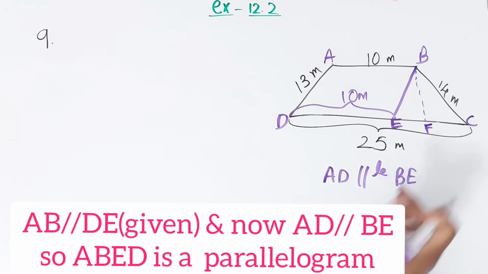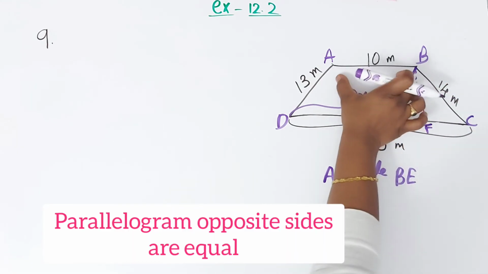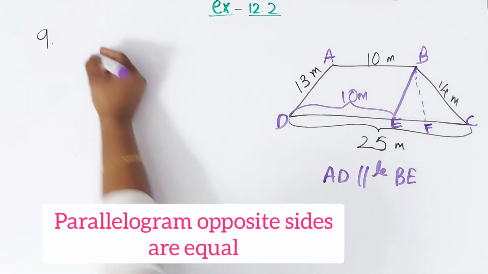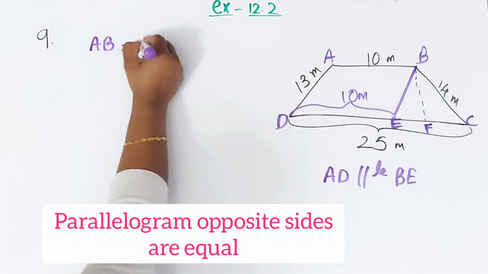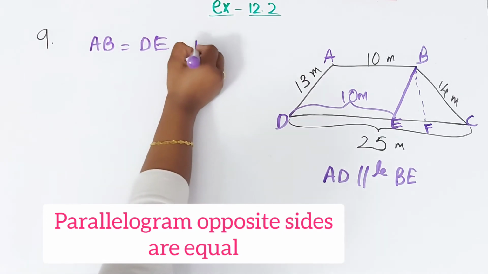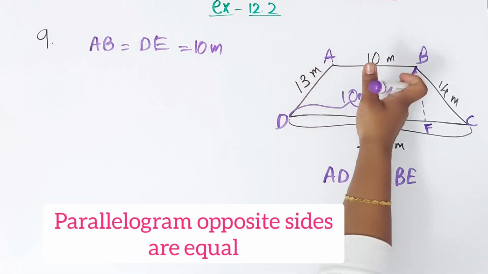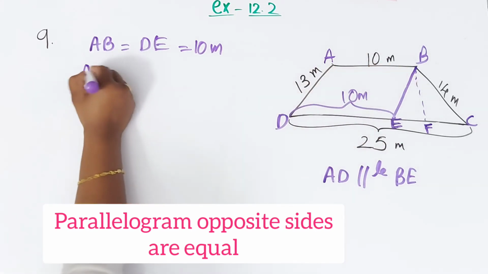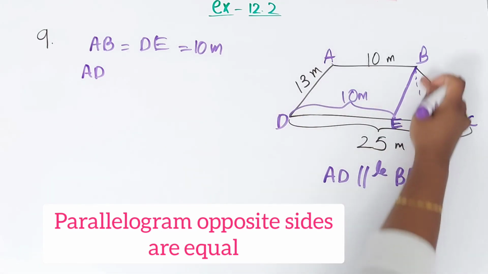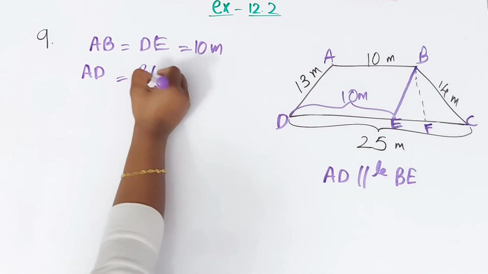Right? Now, AD is parallel to BE. So, that means AB is 10 meters, means DE is also 10 meters. Correct, children? Now, AD and BE are parallel. That means AD is 13 meters, it is given, so BE is also 13 meters.